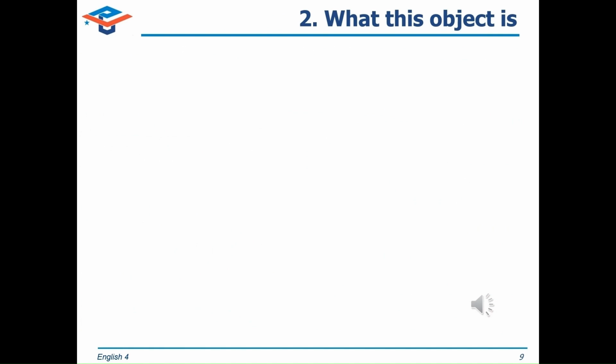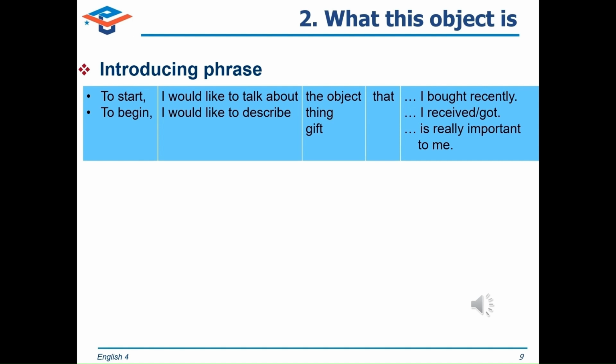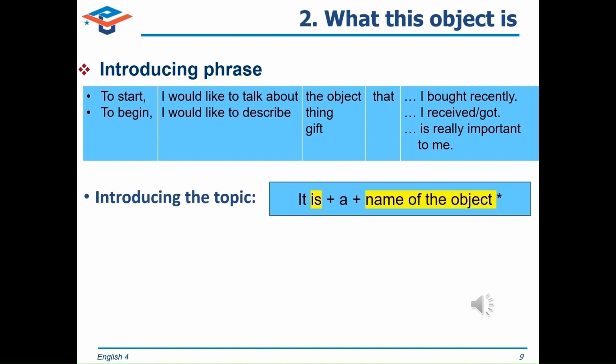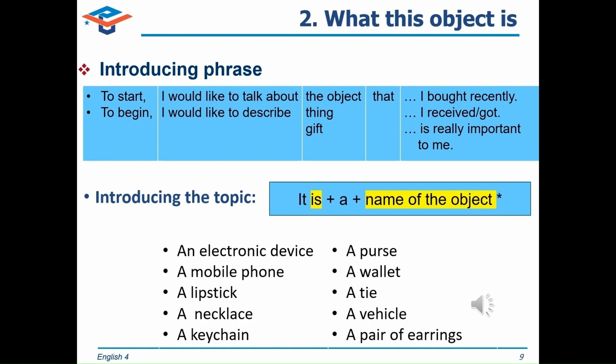Now, to start your talk and to introduce the topic, you may use the structure. To start, to begin, I would like to describe the object, the thing, the gift that I bought recently, I received, or is really important to me. And then the structure is, and a noun can be used, with the noun being the name of the object. And in this topic area, you may be asked to describe an electronic device, a mobile phone, a lipstick, a necklace, keychains, a purse, a wallet, a tie, a vehicle, or a pair of earrings.